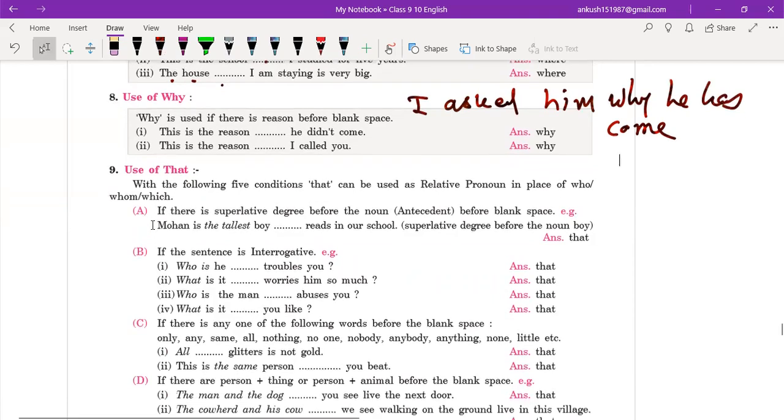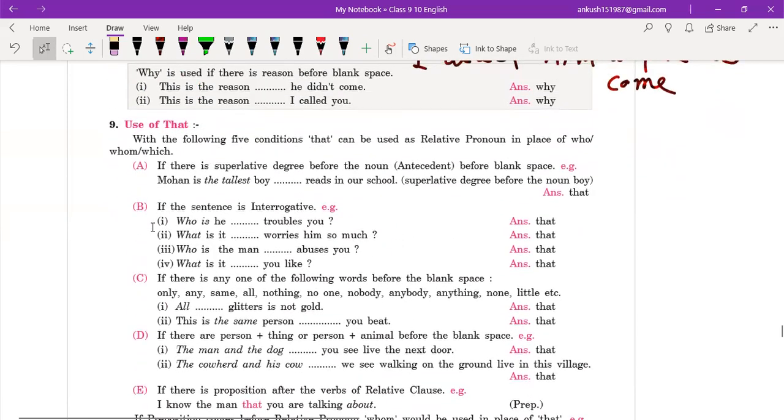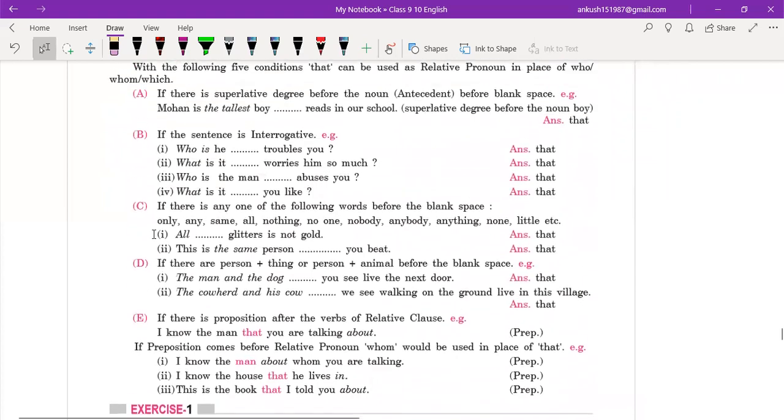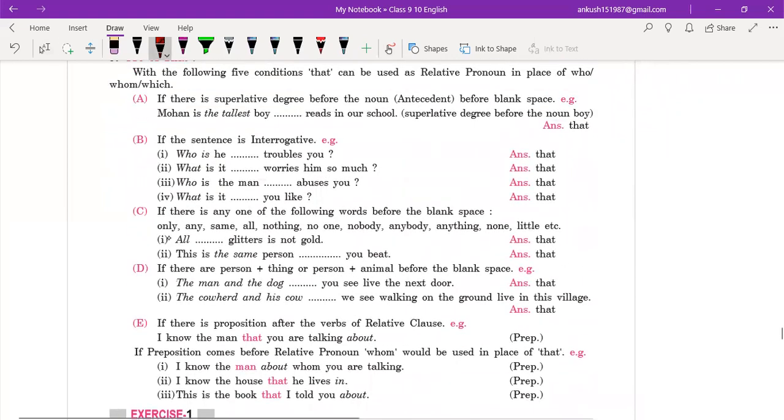Now the last one is use of that. See, in many ways that is used. Like if there is a superlative degree before the noun, the tallest, that is used. Mohan is the tallest boy that reads in our school. If the sentence is interrogative: who is he that troubles you? What is it that worries him so much? Who is the man that abuses you? What is it that you like?